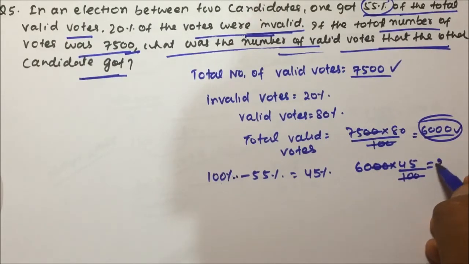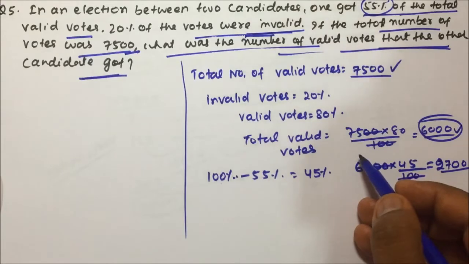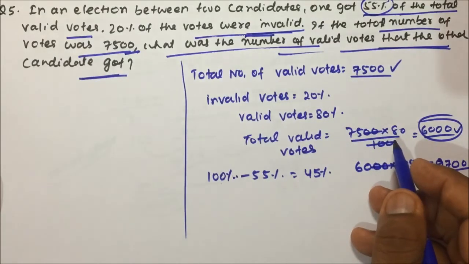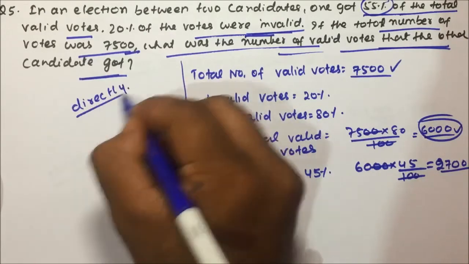So if you try to calculate, this will be 2,700. Now friends, this much is not required. Whatever we have done till here is not required. We could have done it directly. Now how we could have done it directly, that we will see.